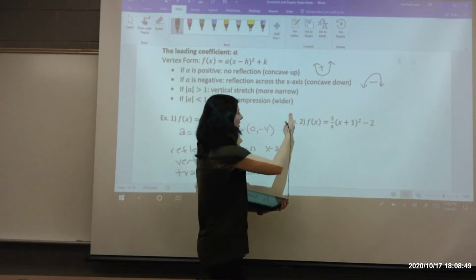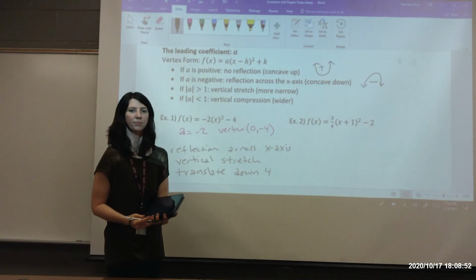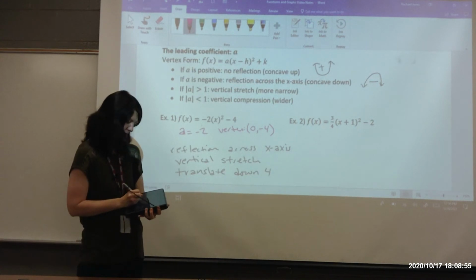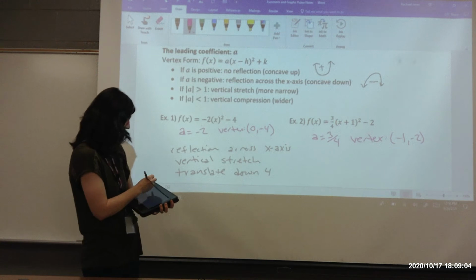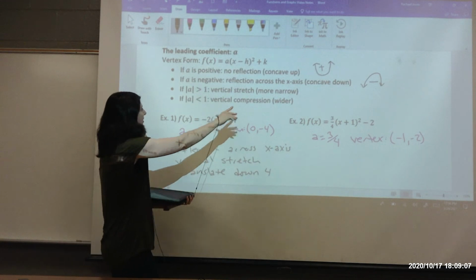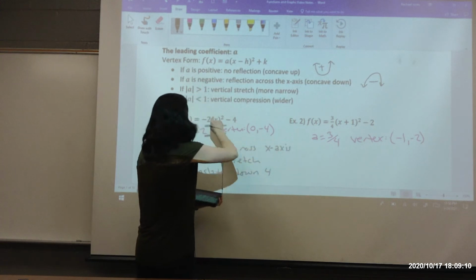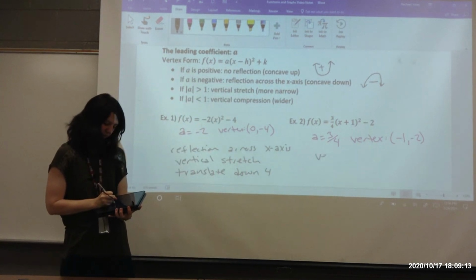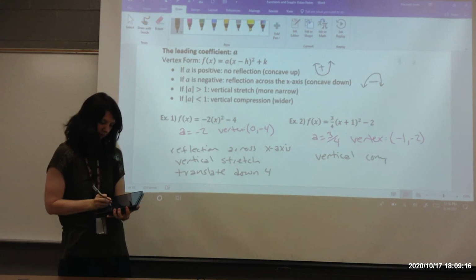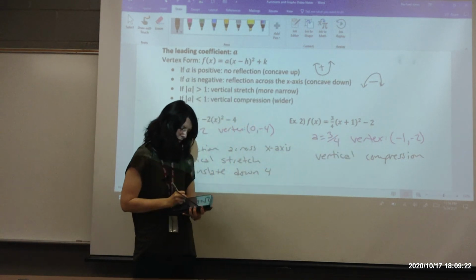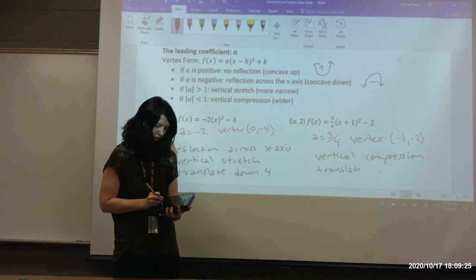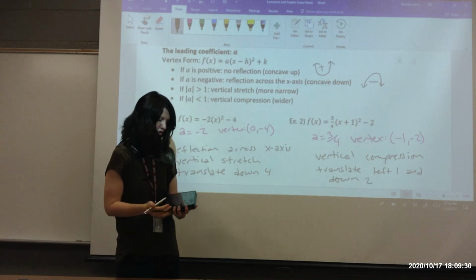All right, see if you can pick out all the transformations for example 2. All right, we've got A of 3/4 and a vertex of -1, -2. Hopefully you caught that negative there. So that's going to be 3/4. It's positive, so no reflection. The positive of A is less than 1, so that's a vertical compression. All right, the vertex is -1, -2, so that would be translate left 1 and down 2.